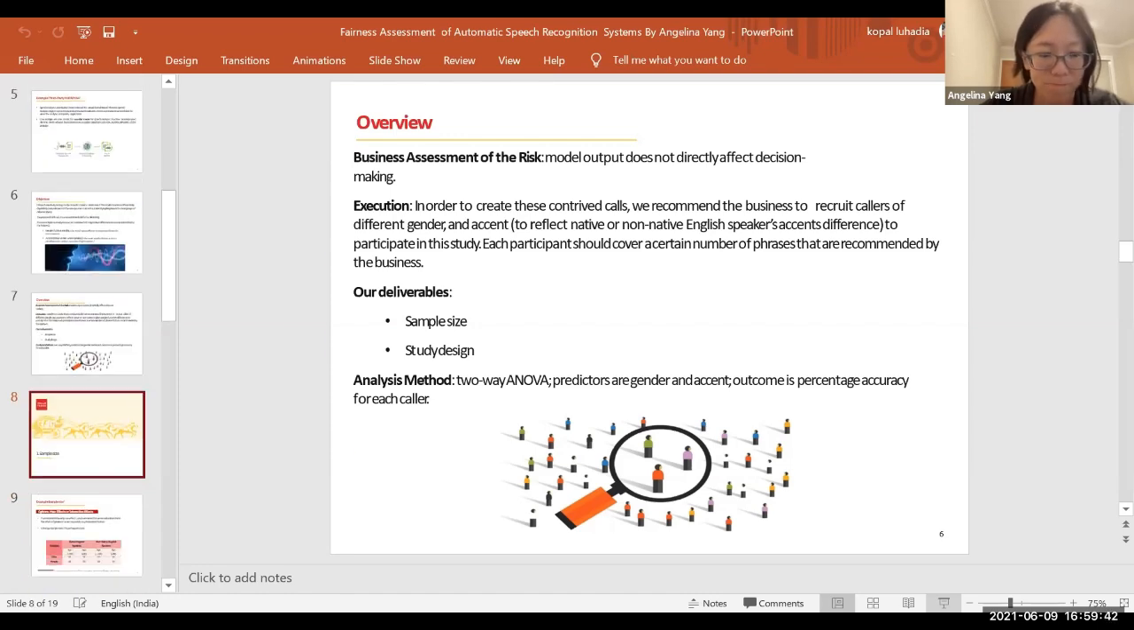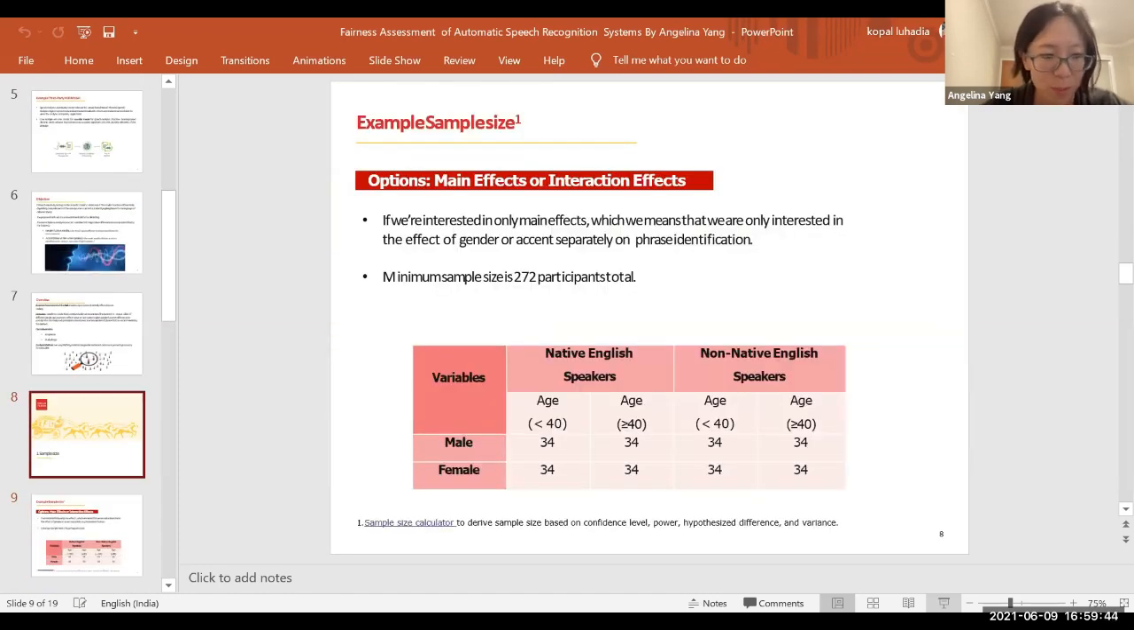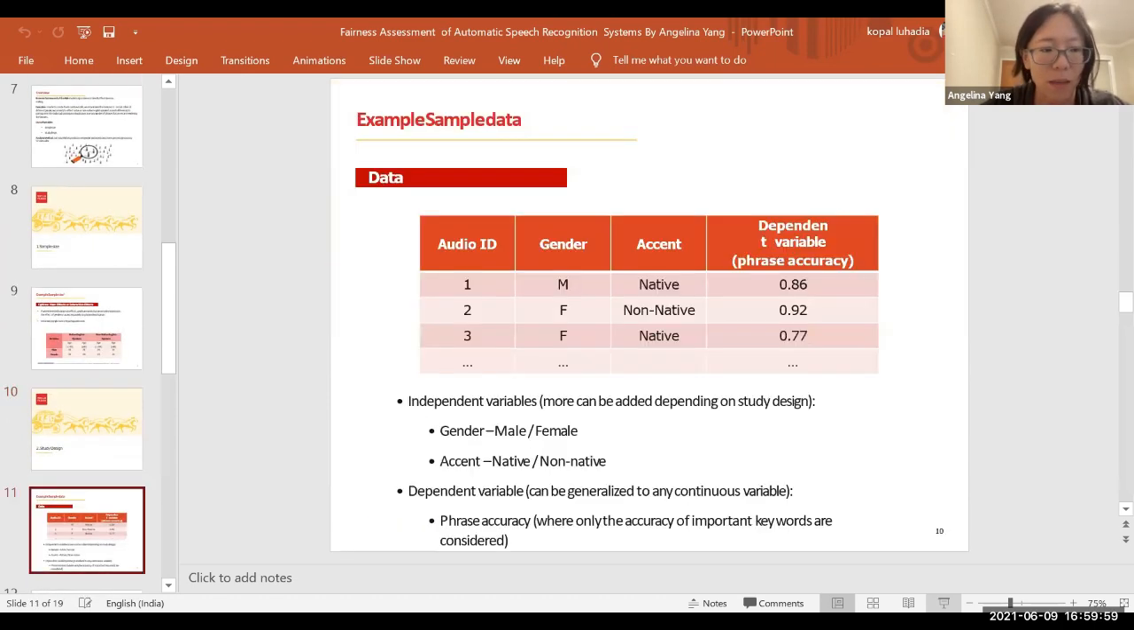Next page, please. Okay, so sample size. Next page. In the interest of time, I'm going to skip this, but we designed a sample size based on statistical power testing. Next page, please. Study design. Okay, next page, please.